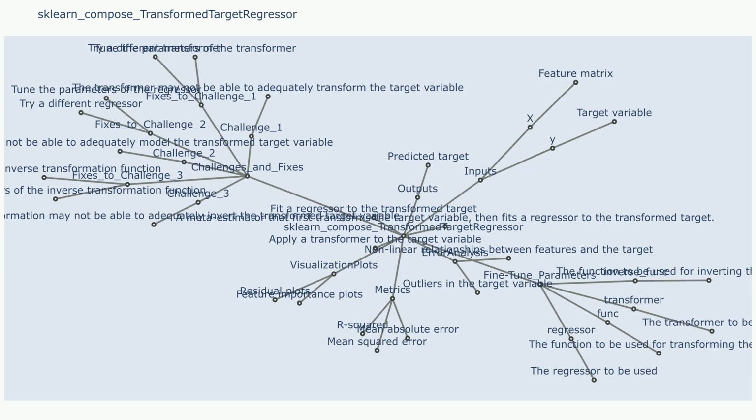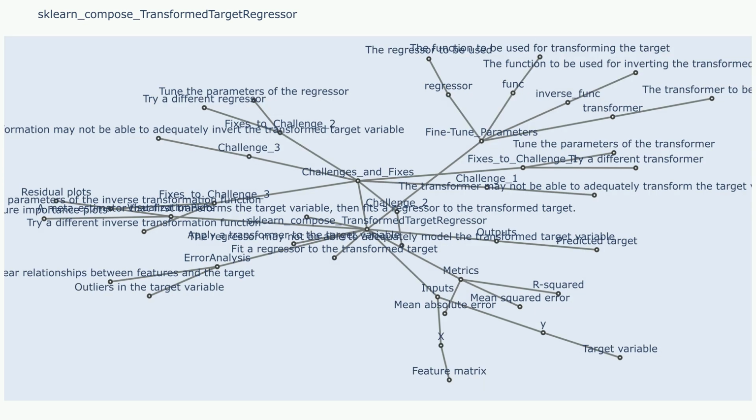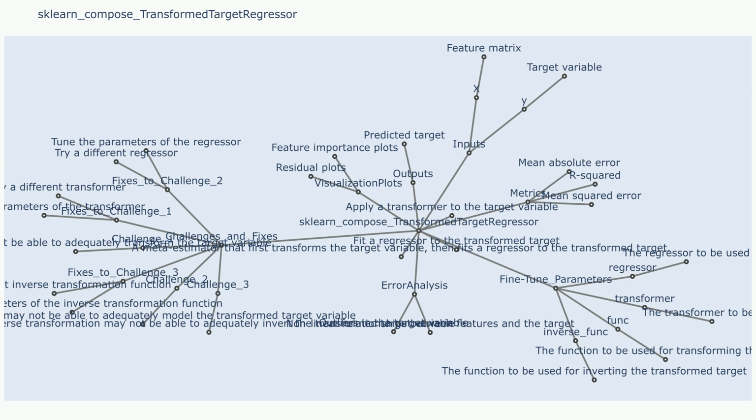Sklearn, Compose. Transformed Target Regressor. Description. The transformed target regressor is a meta estimator that fits a transformer to the target variable, and then fits a regression estimator to the transformed target. This can be useful when the target variable has a nonlinear relationship with the features, or when the target variable has a distribution that is not well suited for linear regression.